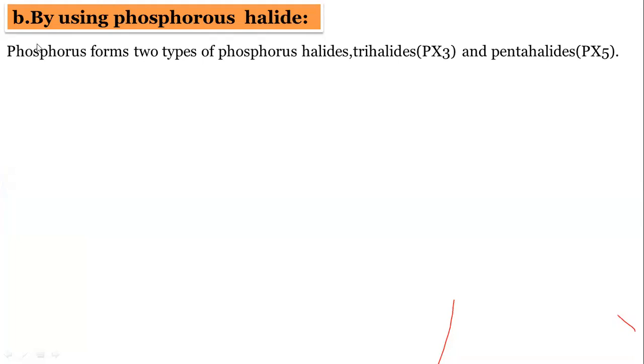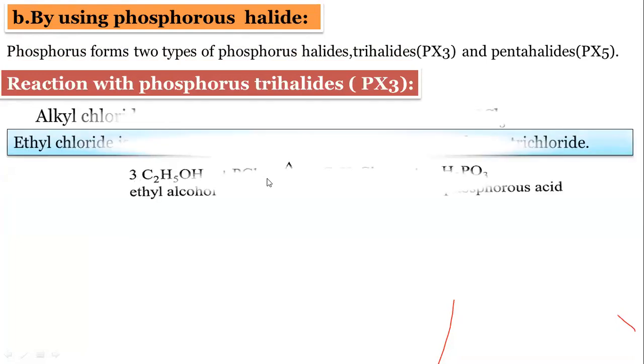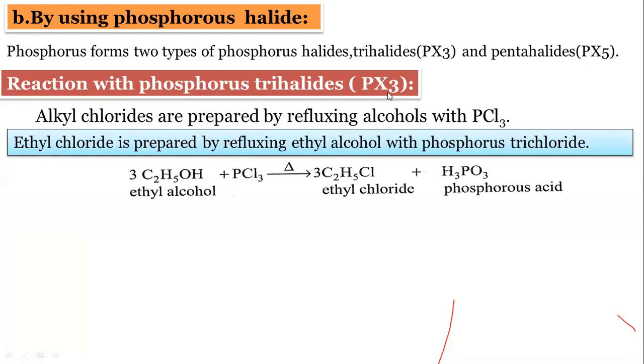Now the next reaction is by using phosphorus halides. There are two phosphorus halides, trihalides and pentahalides. These are stable. First one is reaction with phosphorus trihalide. Trihalides may be PCl3, PBr3, PI3. Alkyl chlorides are prepared by using alcohols with PCl3. 3 molecules we have to use here. 3 molecules of ethyl alcohol plus PCl3 gives ethyl chloride plus phosphorus acid.